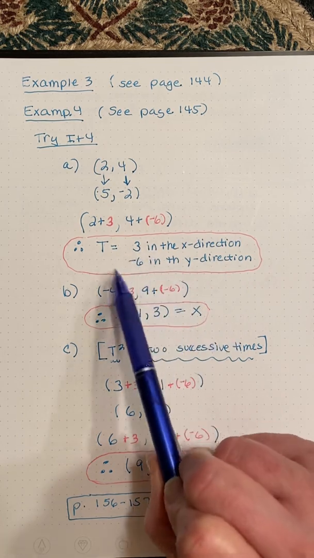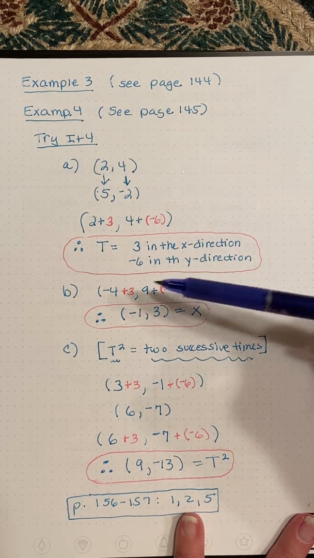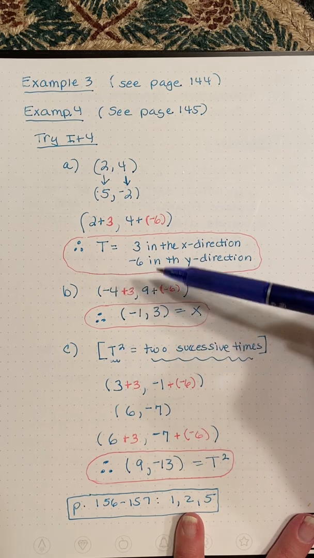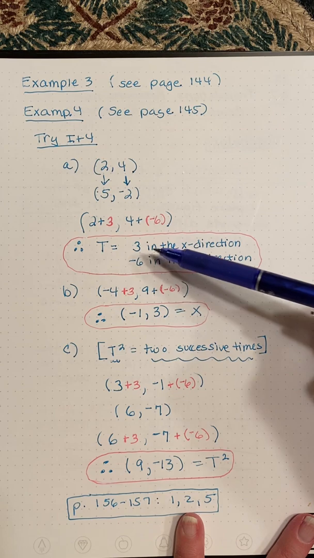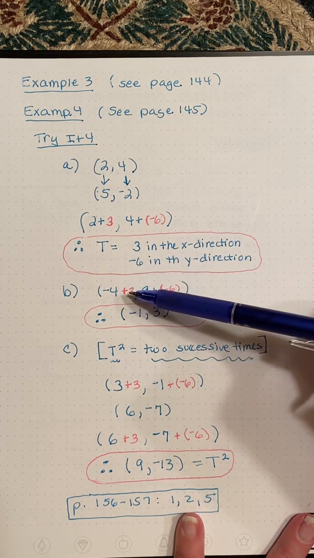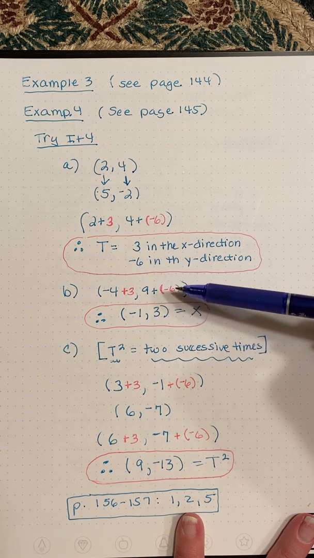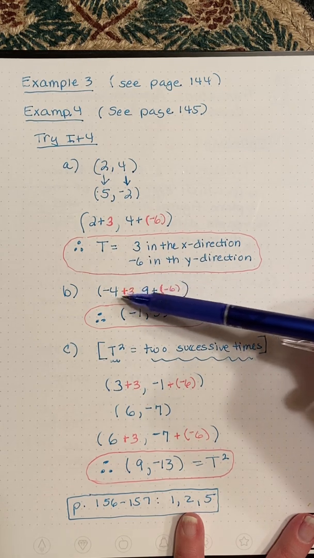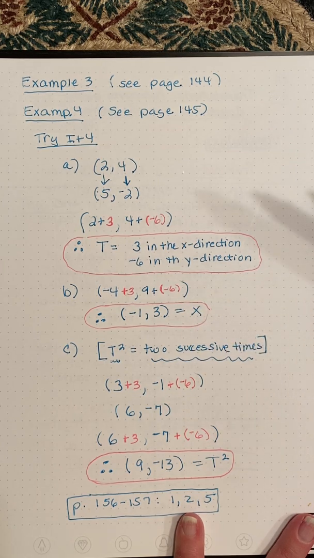So now I'm going to apply that movement to everything else that they want me to do here. The next one is, find the coordinates of X. Well, I start at -4 and 9, so I'm going to apply my movements to that. -4 plus 3 and 9 plus -6 gets me to -1 and 3. So that gives me X.